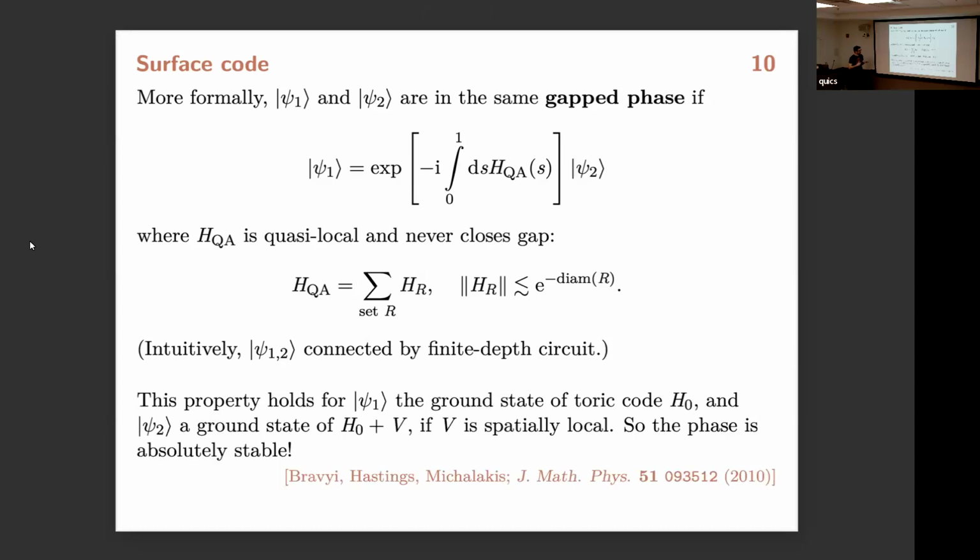And it was shown in a very important paper about 15 years ago that this property, in fact, holds for the ground states of the surface code or toric code. I'll use those interchangeably in this talk. If you have a spatially local perturbation V of any kind, this is an absolutely stable phase of matter. And I think this was our first example of such a phase in nature. Of course, we've never realized it yet, at least at scale, but in principle, this is an absolutely stable phase.